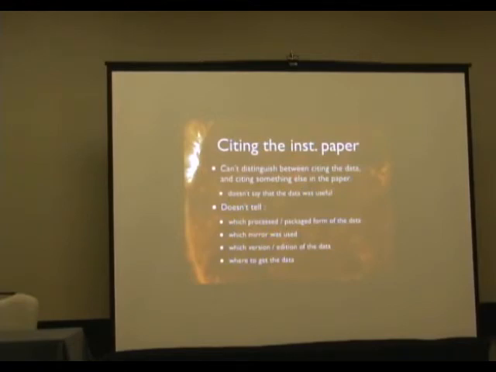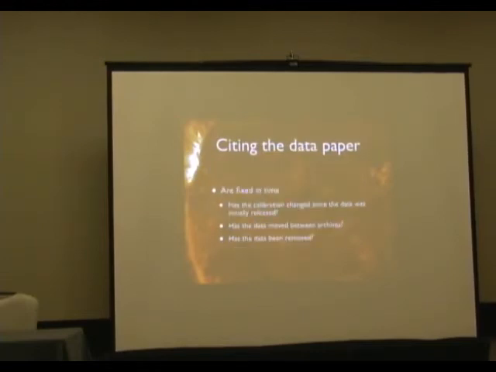It's just assumed that in your field you know where it is. If you cite the instrument paper, you have a lot of the same issues of which version it was. You also can't distinguish between citing the data or citing something else in the paper. Were you actually more interested in the telescope that was built or the data that came out of the telescope?